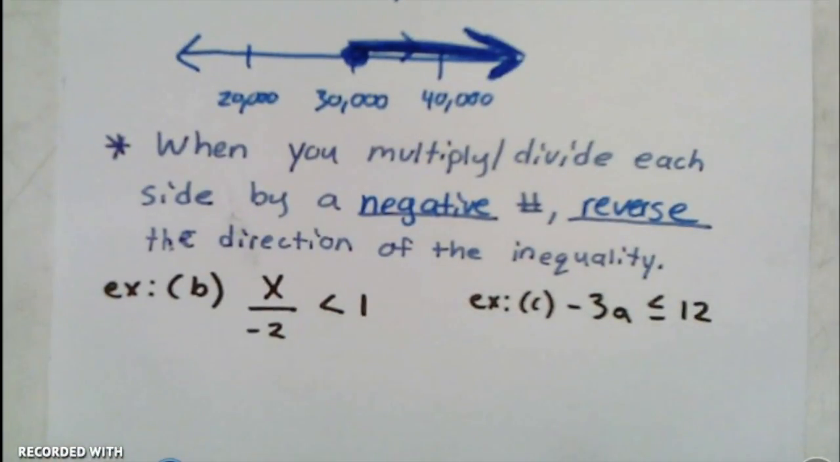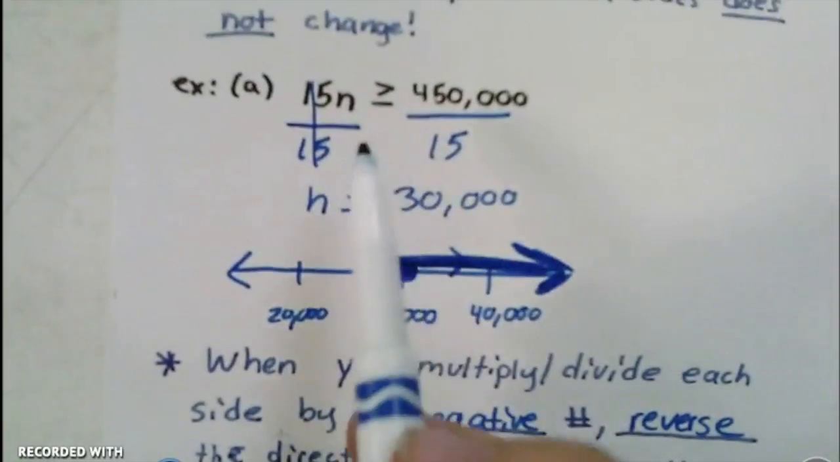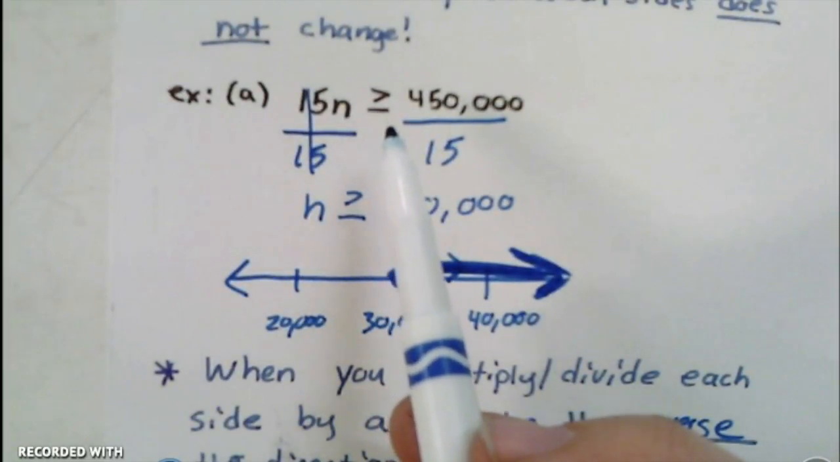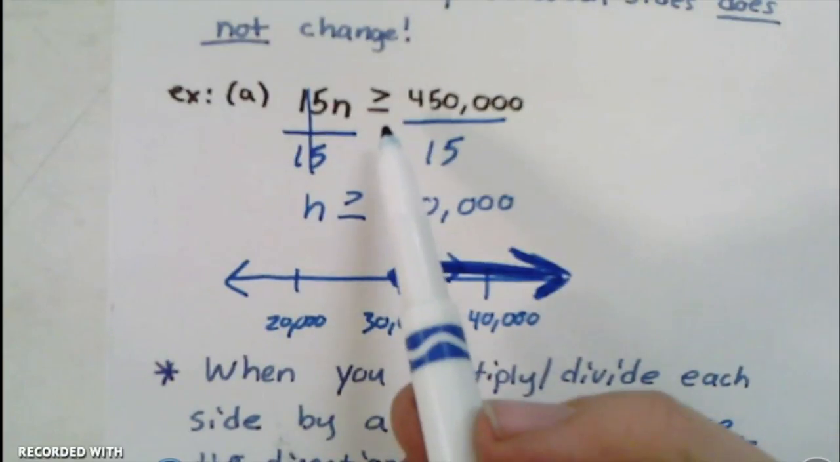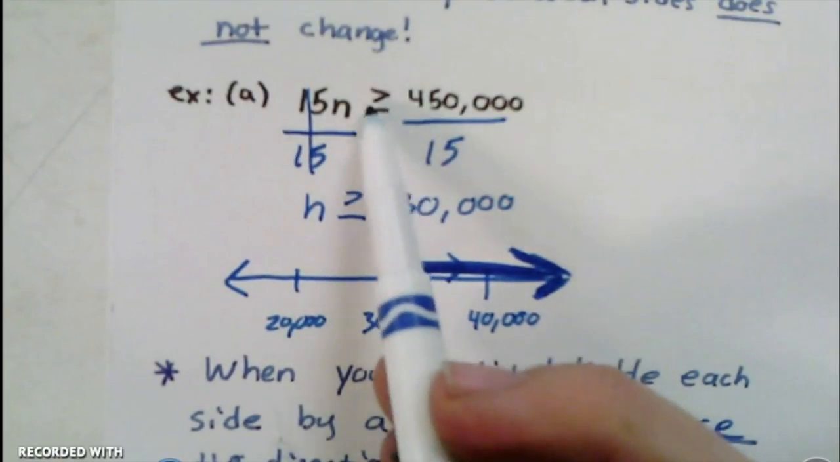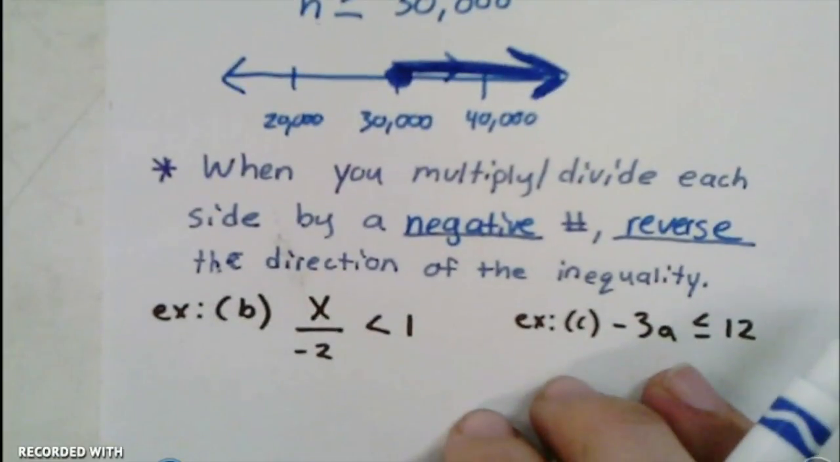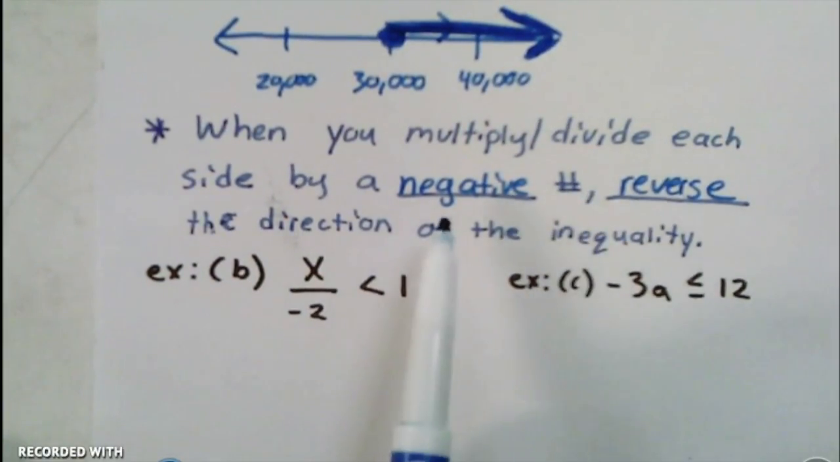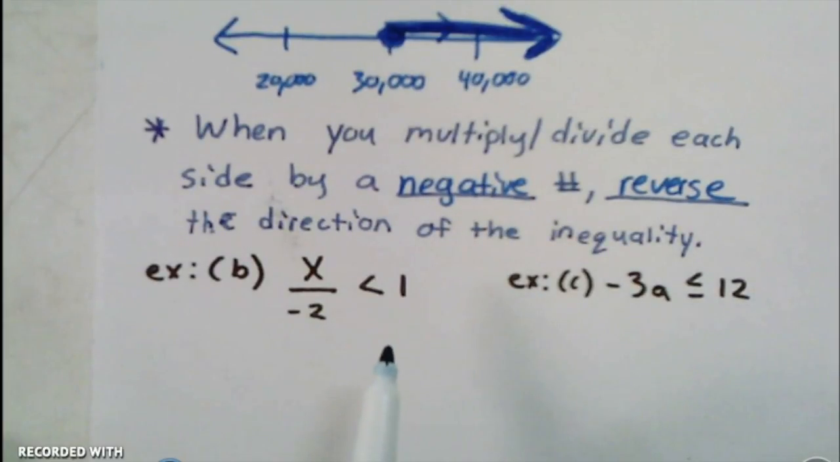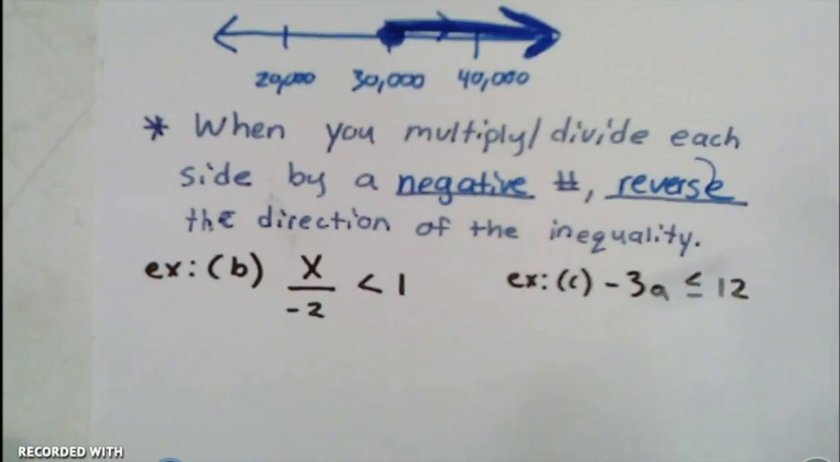Like that. Okay, so when you multiply or divide each side by a negative number, reverse the direction of the inequality. So this is what's different, okay? Adding and subtracting, you're not going to do anything with the sign. It stays the same. Multiplying positive numbers stays the same. Dividing by positive numbers, it stays the same. So most of the time, your inequality sign is going to stay the same, except for when you multiply or divide by a negative number. In that case, you reverse the direction of the inequality.